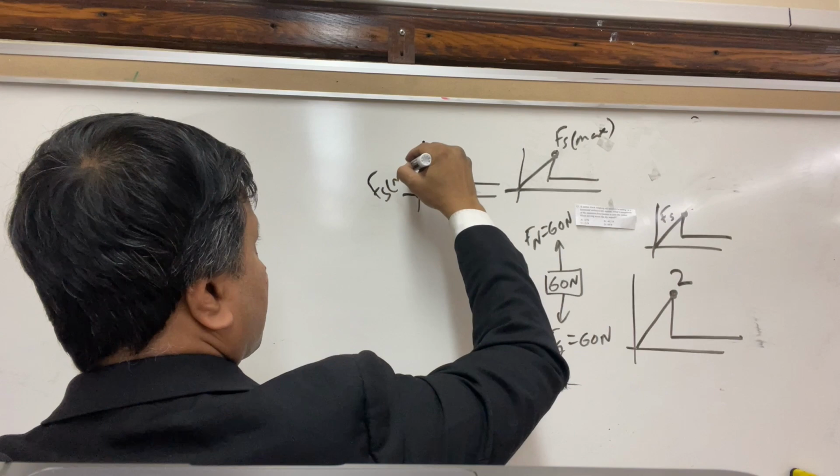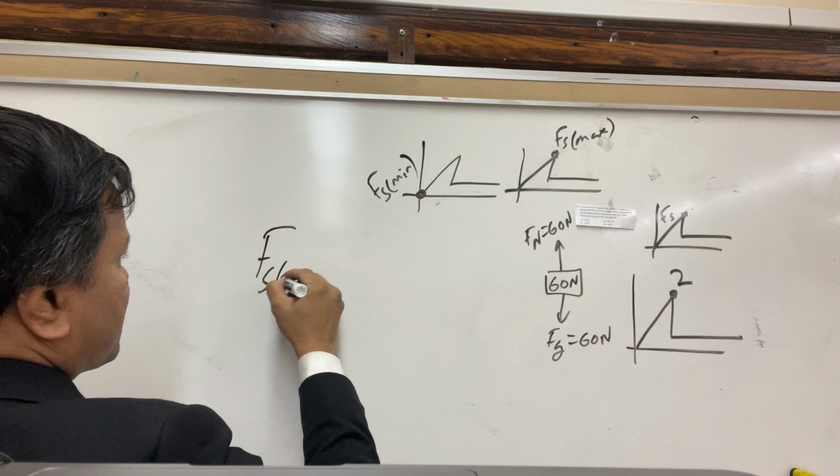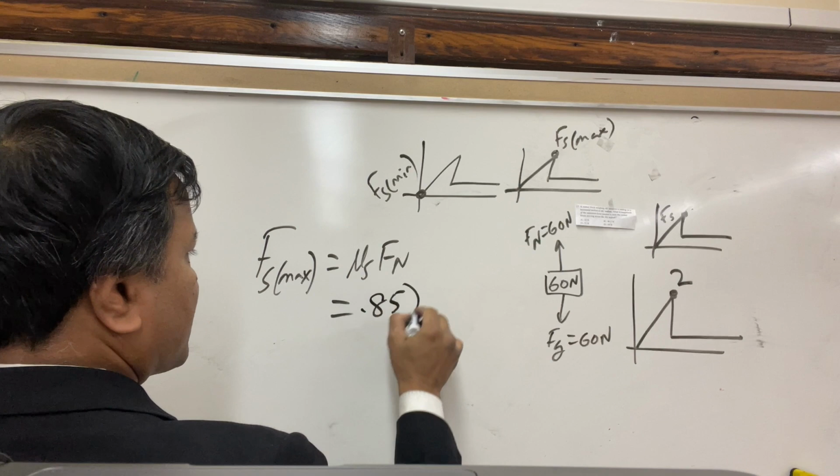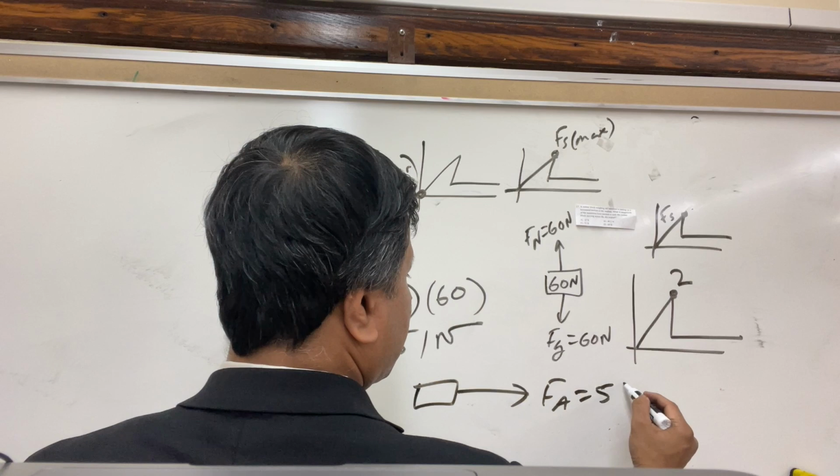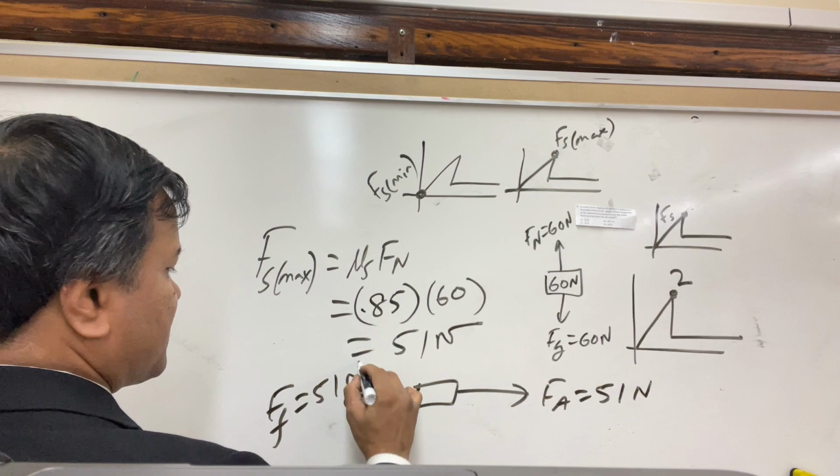Alright, okay. So we want to know Fs max. Fs max is equal to mu s Fn, 0.85 times 60. So this is 51 Newton. With the 51 Newton, what's happening? Applied force is 51 Newton and the force of friction is also 51 Newton. So this is a constant motion.